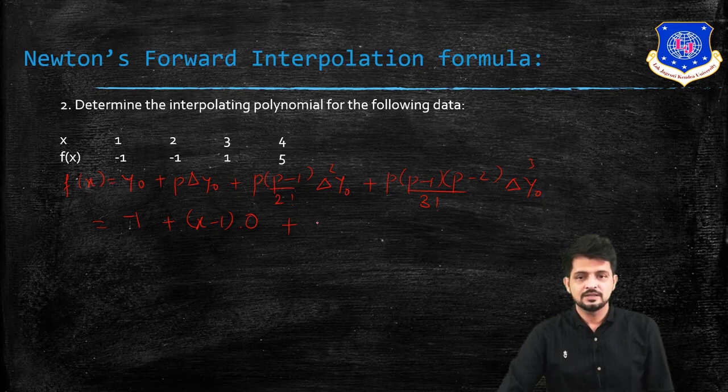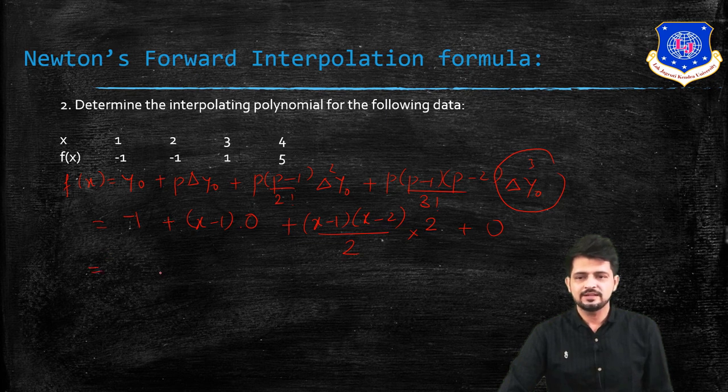Plus x minus 1 into x minus 1 minus 1. So that will be x minus 2 upon 2 factorial, which is 2. And the value of del square y0, what is our del square y0? Our del square y0 is 2. Then after that, our del cube y0 is 0. So here I have to write 0.